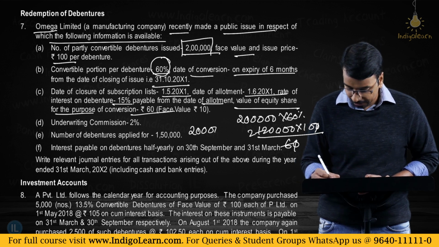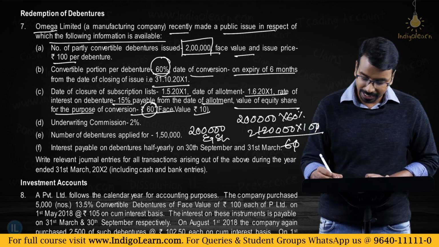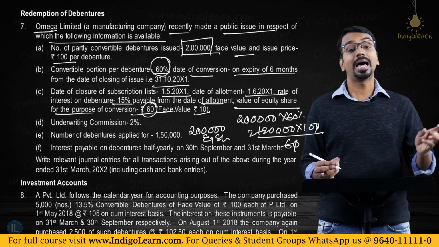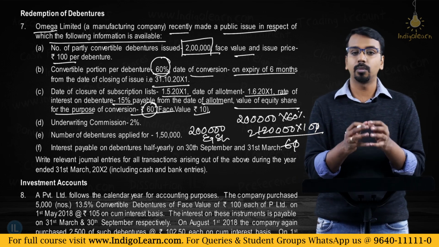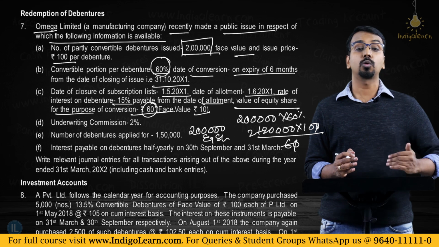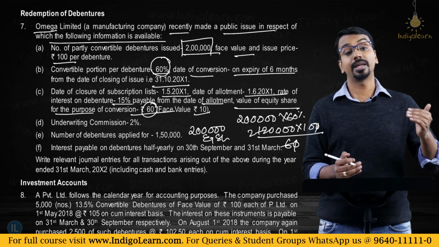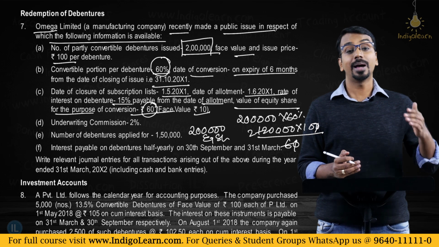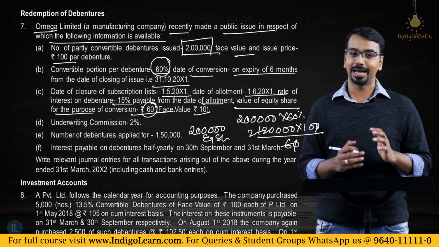So 2 lakhs equity shares will be issued at a value of 60 rupees and face value is 10, which means balance 50 will go to the premium account. So 2 lakh number of shares into 60, which is 1 crore 20 lakhs, that will be debited to the debentures account. 20 lakhs will be credited to equity share capital and balance 1 crore will be credited to the securities premium account. Are we clear?